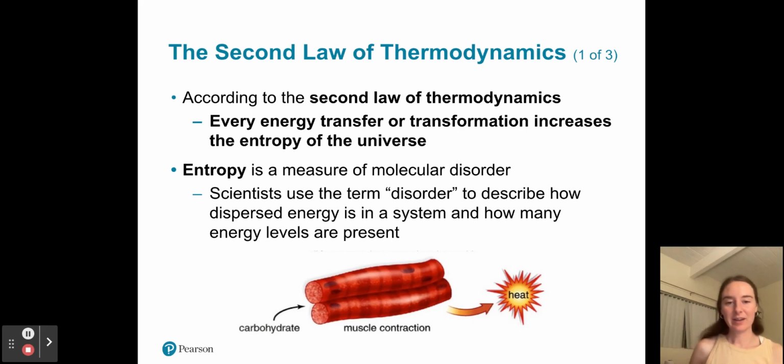But not all of that energy is converted into useful energy. And this brings us to the second law of thermodynamics, which states that every energy transfer or transformation increases the entropy of our universe.